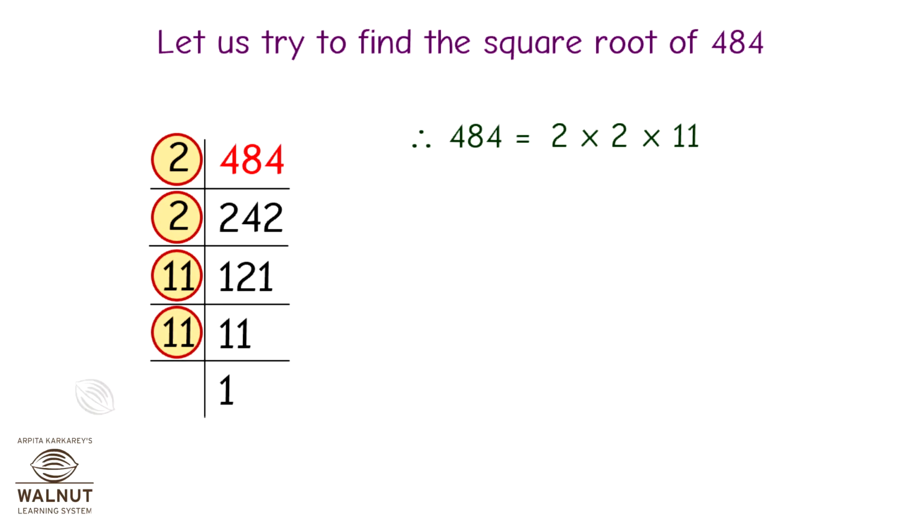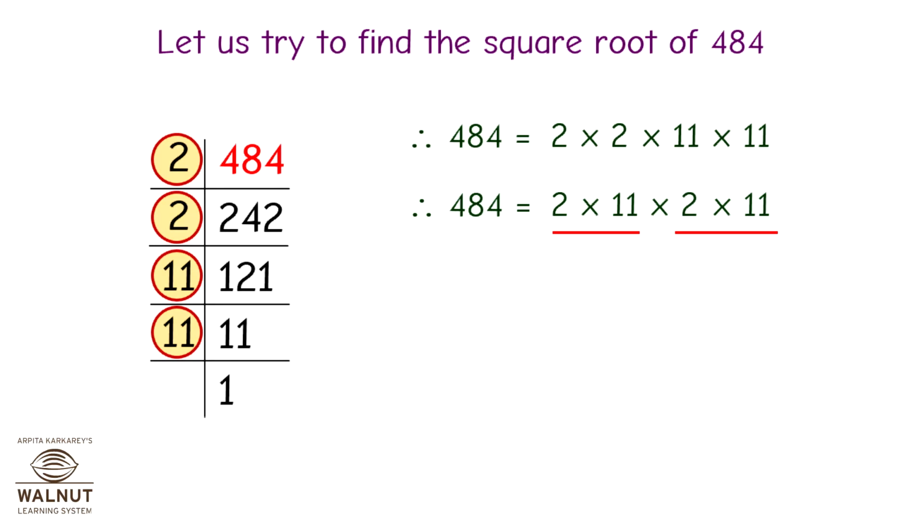Look at the factors carefully. 2 into 2 means 2 squared. And 11 into 11 means 11 squared. Here, we can make groups of same numbers. Why? Because we have each number 2 times. So, we make first group as 2 into 11 and the exactly same second group as 2 into 11. So, we can say that 2 into 11 is multiplied by 2 into 11.